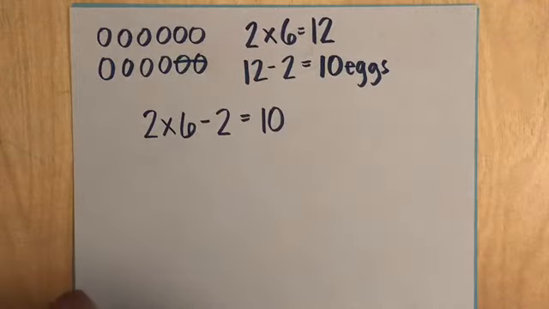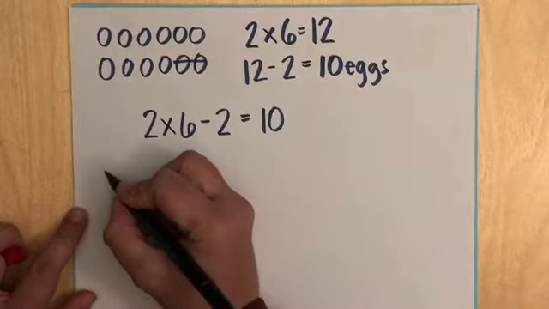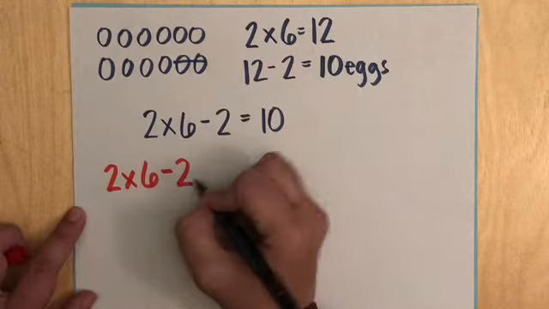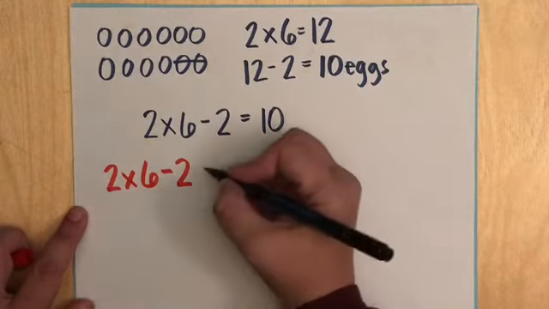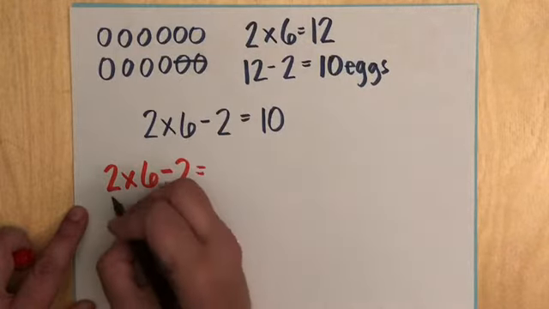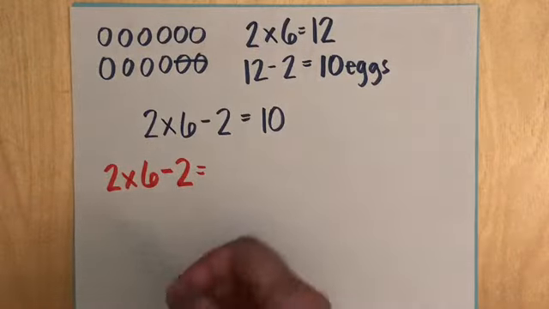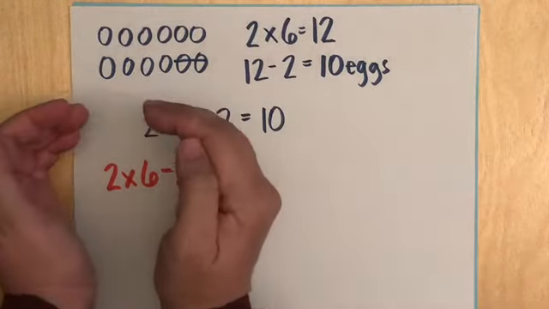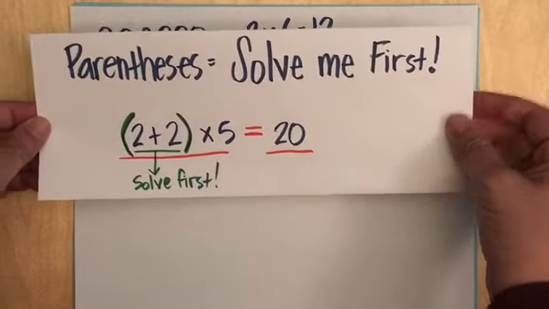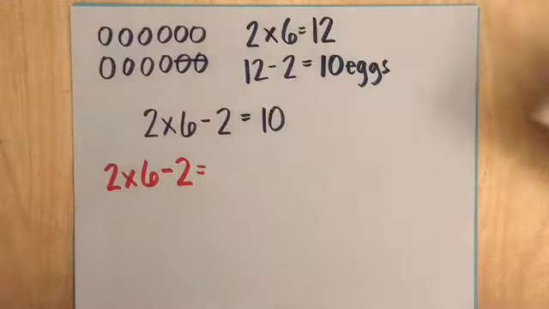Let's do the multiplication one first together. So on your notes, go ahead and rewrite the equation 2 times 6 minus 2 equals, and let's see if we still get 10. Let's do the multiplication first. We're going to use our parentheses. Our parentheses are going to show which part we're doing first. Parentheses mean to solve me first. So whatever is inside parentheses, you're going to solve that first.